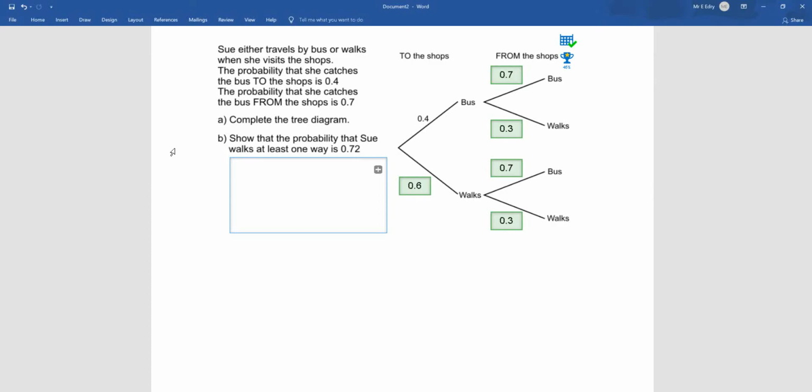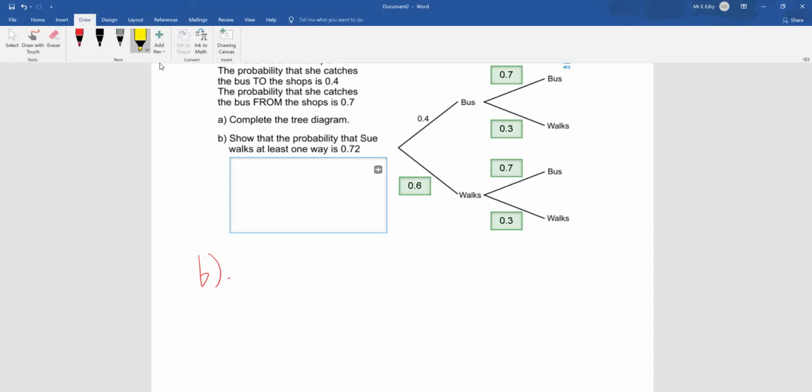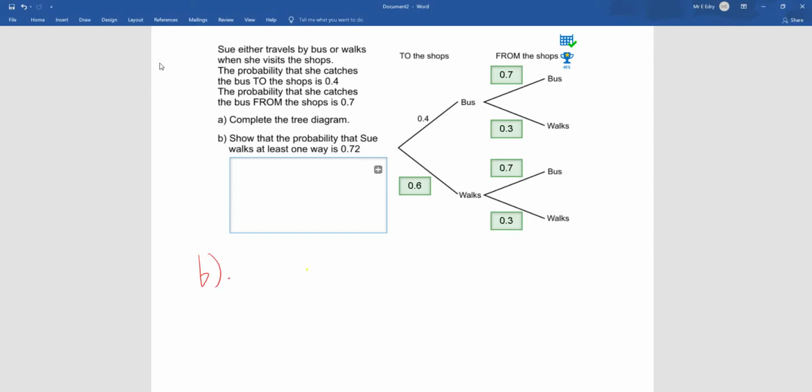And for part B, we want to show that the probability that Sue walks at least one way is 0.72. Well, to do that, we've got two options. You can either work out the probability that she walks and look at every option. So that is that she takes a bus to the shops but then walks home, or that she walks to the shops and then takes a bus home, or that she walks to the shops and walks home. So everything that involves walking in some way.